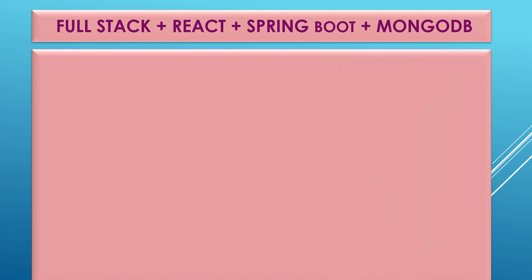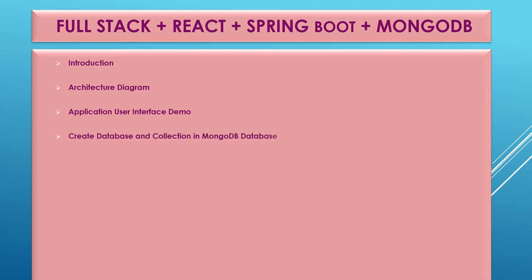At a high level, the points which we are going to cover are: first we will see the introduction. Next, we are going to see the architecture diagram. Next, I will show you the user interface of our application. Next, we are going to create a database and collection in MongoDB. Next, we are going to create our backend application using Spring Boot, and these are the points which we are going to create in sequence.